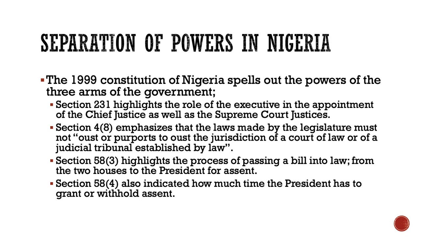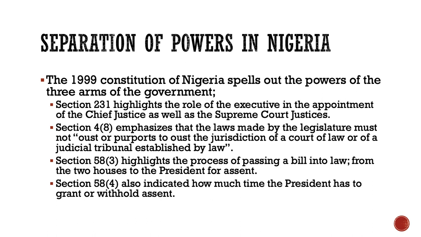Now, how do we perceive separation of power in Nigeria? The Nigerian Constitution, the 1999 Constitution of Nigeria, spells out the powers of the three arms of government, and you can find that in many of the sections and subsections of the Constitution. Some of them that we have listed here are section 231, where it is highlighted the role of the executive in appointing the chief justice and judges of the Supreme Court, and how the executive appoints these individuals who are recommended by the National Judicial Council, and of course, such appointment by the executive has to be ratified by the legislature.